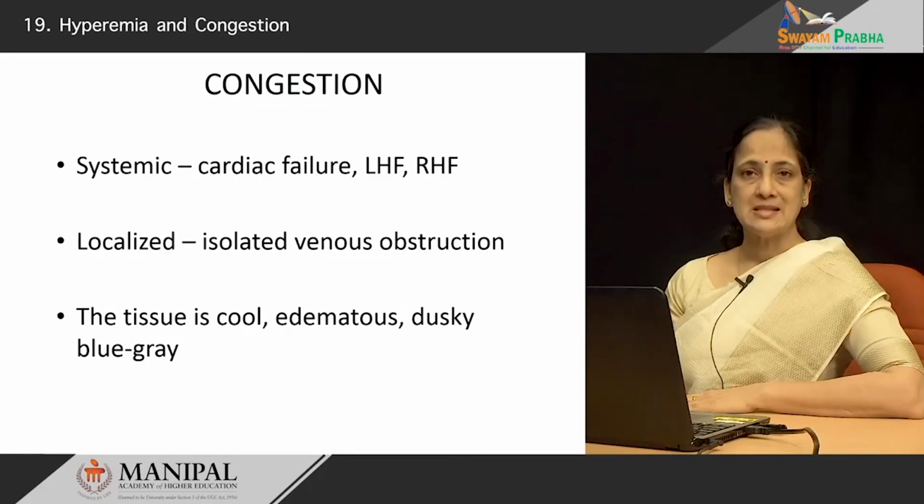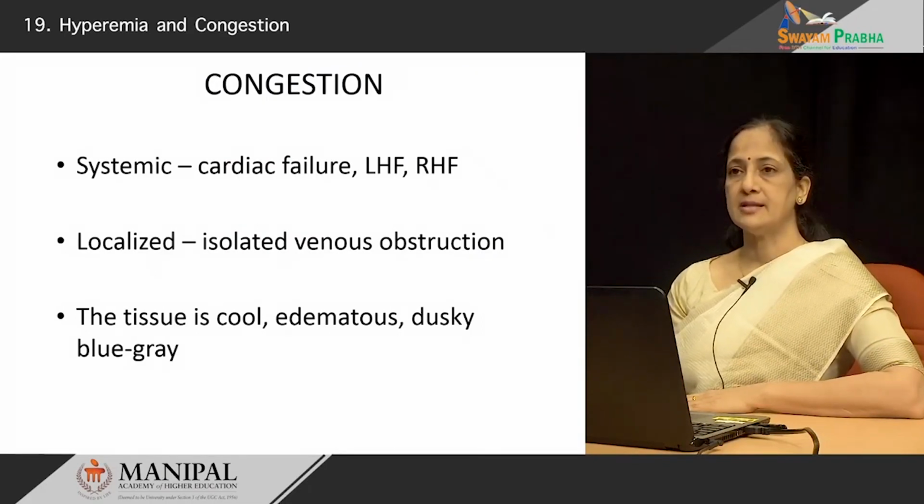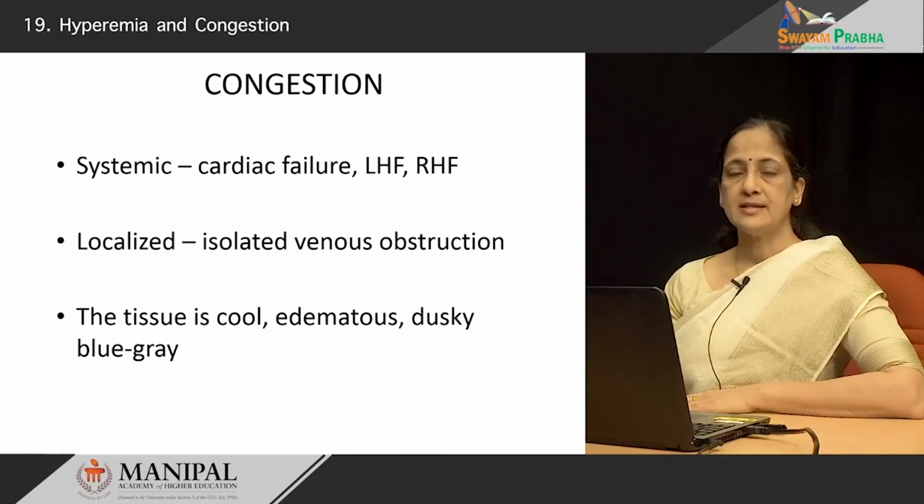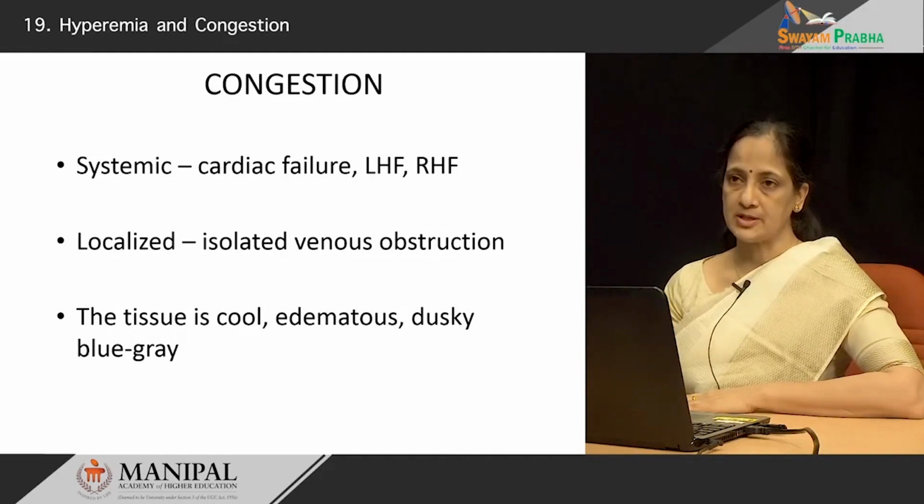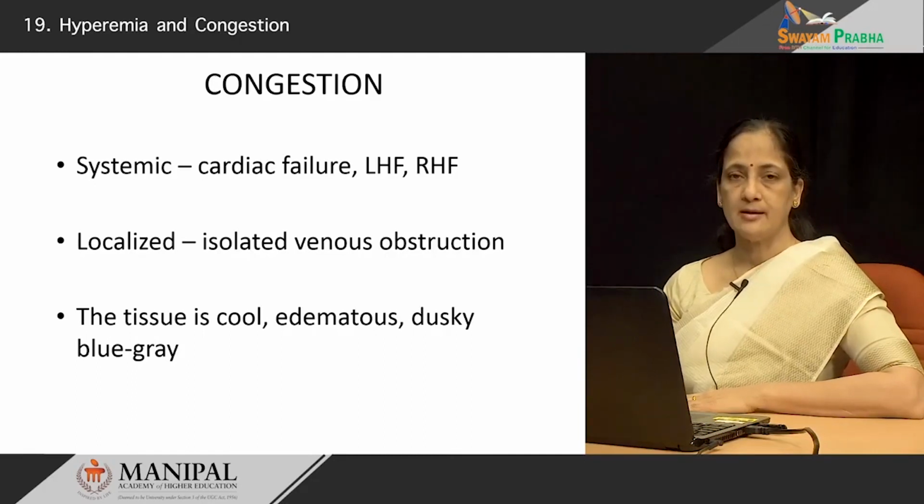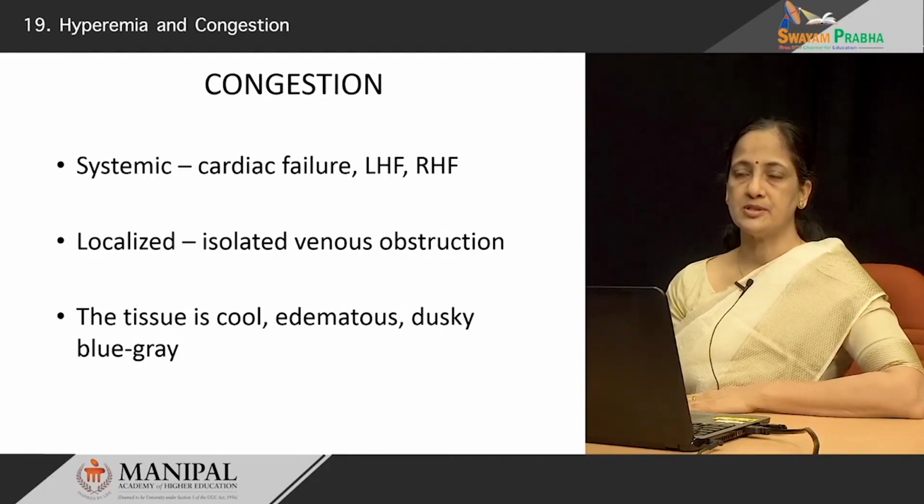Congestion therefore can be systemic if it is occurring, say for example, secondary to cardiac failure. So, if there is left sided heart failure, we are going to see chronic venous congestion in the lungs. If there is right sided heart failure, we are going to see systemic venous congestion. Localized chronic venous congestion can occur if a particular vein is obstructed to a particular tissue or organ.